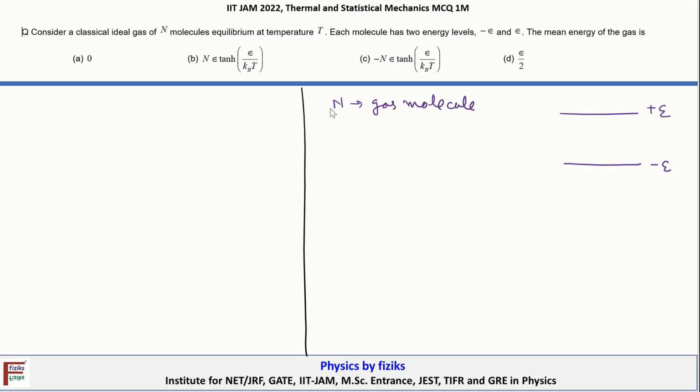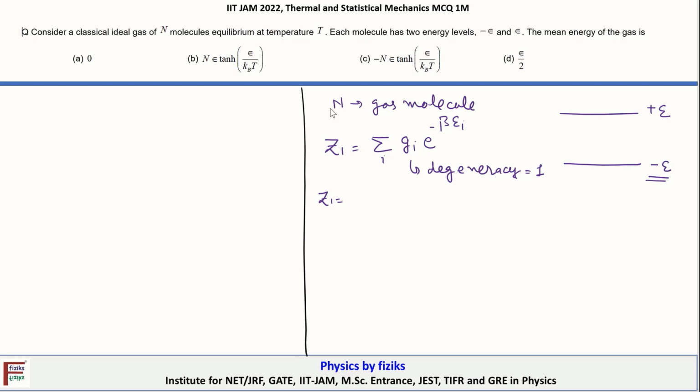Okay, so let's try to find out the partition function for one single gas molecule first. So that is given by Z1 equals summation over i of gi exponential minus beta ei. So here gi is the degeneracy factor, basically degeneracy. Okay, so here it is equal to unity. Therefore the partition function for one single gas molecule will be g1 exponential minus beta e1.